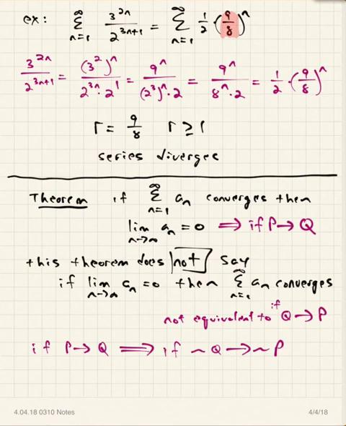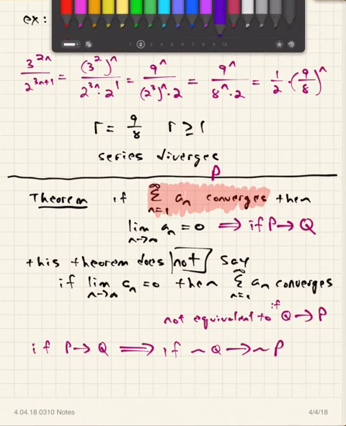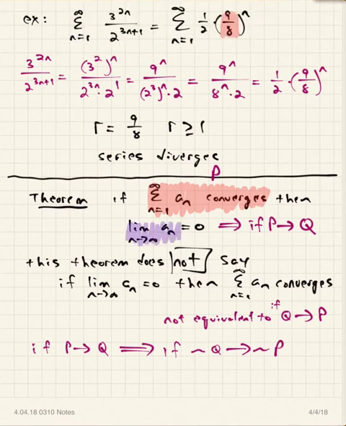Now, I know that sounds really complicated, but look. In our theorem at the top here, here's the statement P right here: if the series converges. That's our P value here. And then the limit going to 0 is our Q. There's our Q. And so we have an if P then Q. What's equivalent to that is if not Q, then not P.